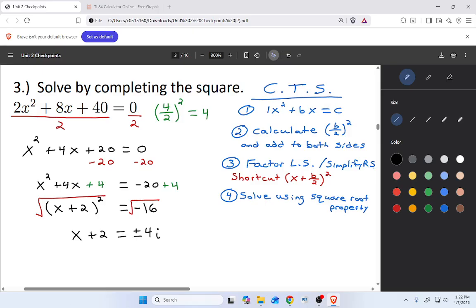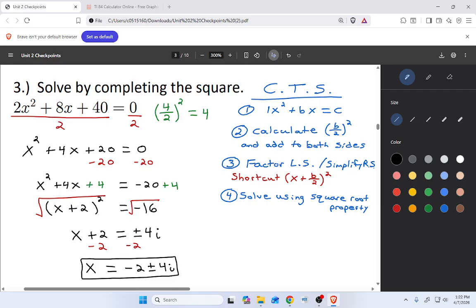Now I need to get x by itself, but there's just a plus 2 that I need to get rid of. So that's going to be one final step for me to take here. I need to subtract 2 from both sides. And whenever I follow through on that, that's going to give me x equals negative 2 plus or minus 4i. And that should be my final answer.